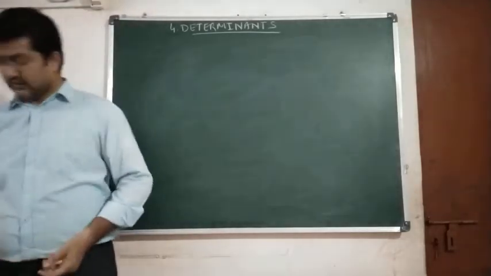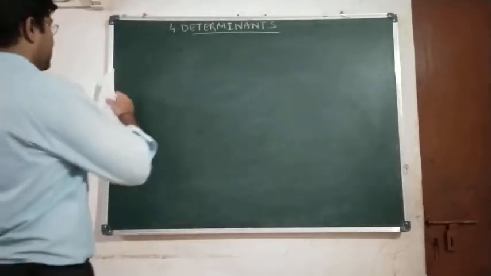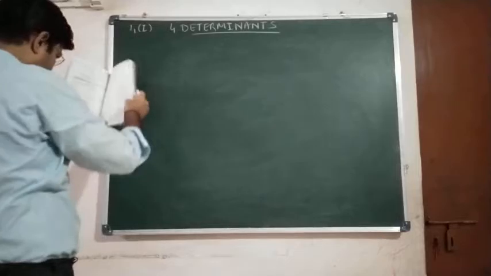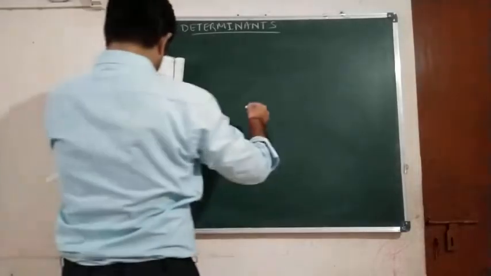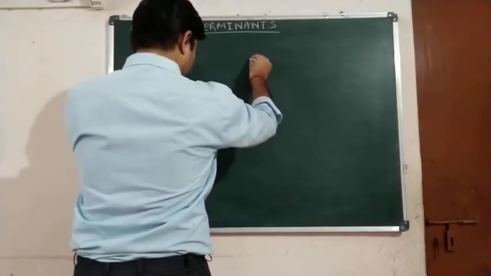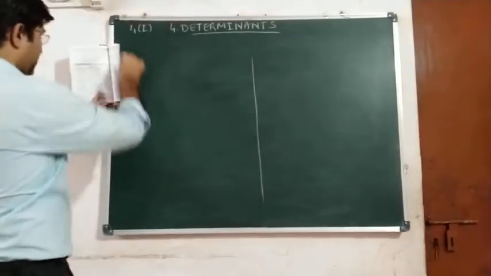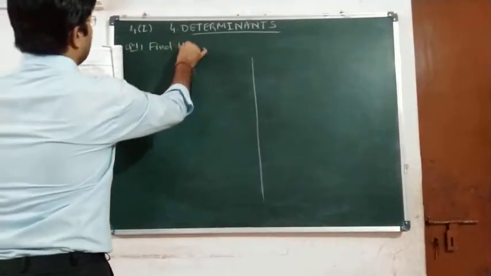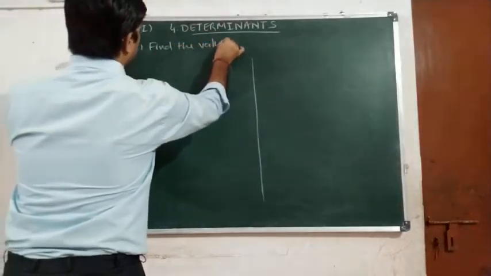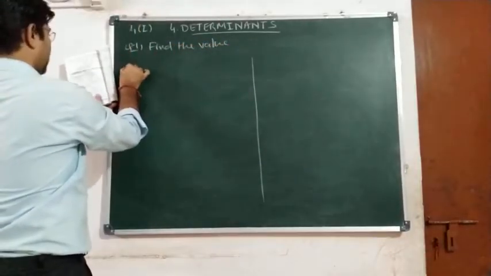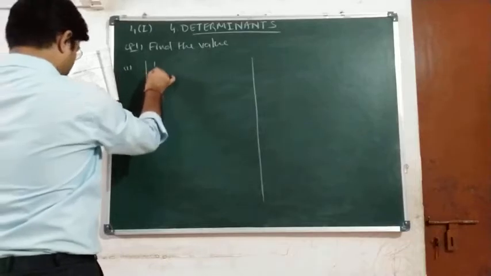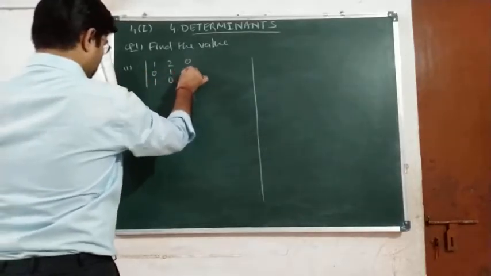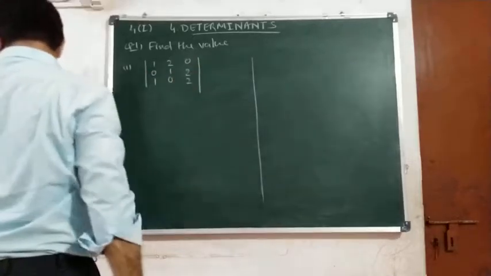Okay, now let us begin the exercise. First exercise of chapter 4. Question number 1 is to find the value of the given determinants. Number 1 is given: 1 0 1, 2 1 0, 0 2 2.